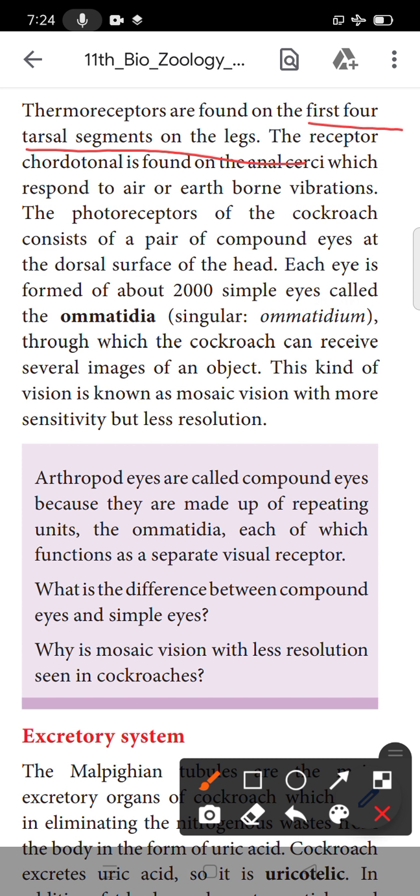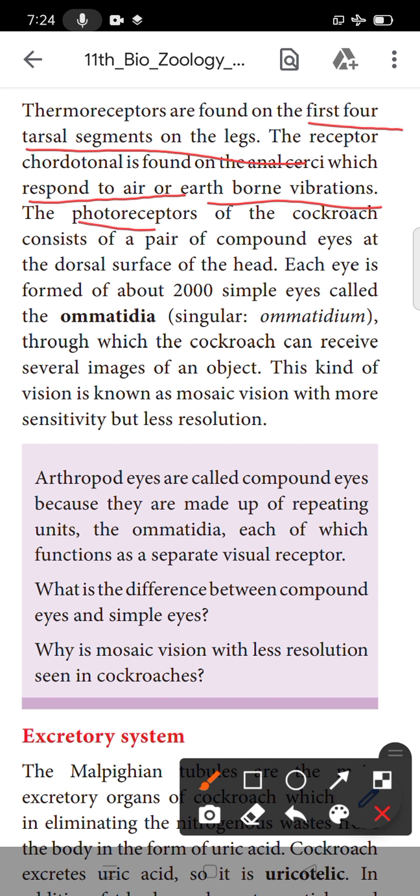It is found on the anal cerci, which respond to air or earthborne vibrations. This is the dorsal segment on the legs. The receptor crotononal is found on the anal cerci, which respond to air or earthborne vibrations.